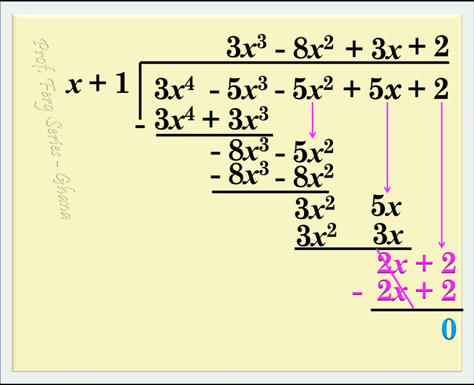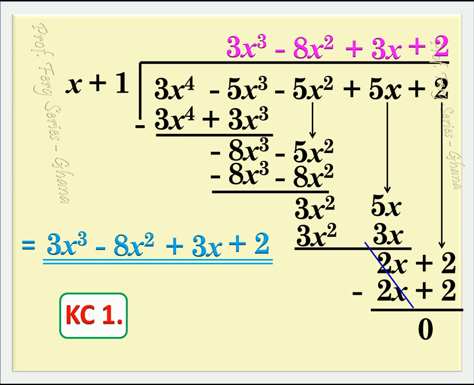To subtract, 2x cancelled each other, and 2 minus 2 gives us 0. So, write down your 0. Therefore, our final answer are the numbers at the top of the long division bar: 3x^3 - 8x^2 + 3x + 2.